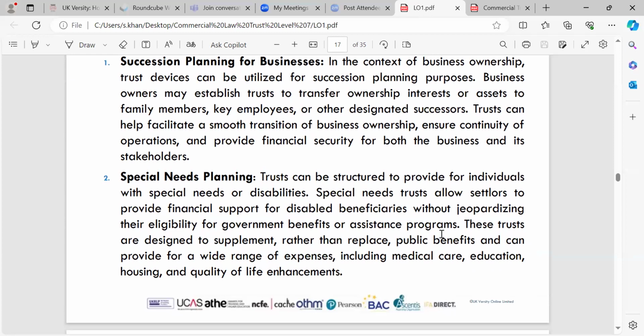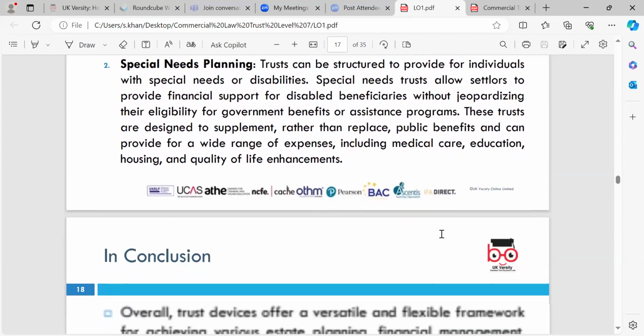Special needs planning. So trusts can be structured to provide for individuals with special needs or disabilities. Special needs trusts allow settlors to provide financial support for disabled beneficiaries without jeopardizing their eligibility for government benefits or assistance programs. These trusts are designed to supplement rather than replace public benefits and can provide for a wide range of expenses, including medical care, education, housing, and quality of life enhancements.